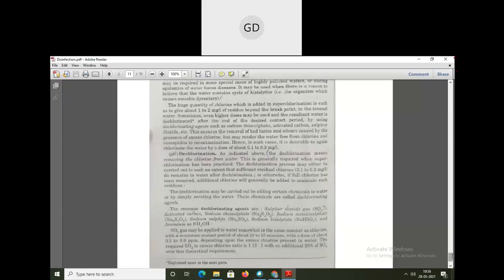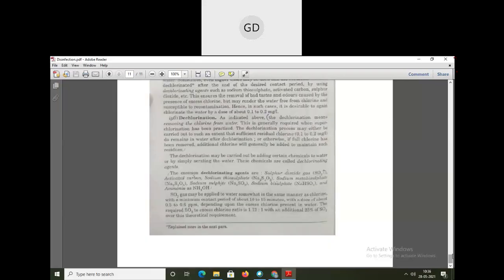The common dechlorinating agents are sulfur dioxide, activated carbon, sodium thiosulfate, sodium metabisulfite, sodium sulfide, sodium bisulfite, and ammonia. All these are dechlorinating agents. That means while doing dechlorination, if you add these kinds of chemicals to the water, then the chlorine will be removed from the water. So this was all about the chlorination part.